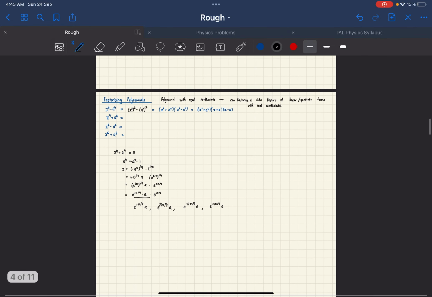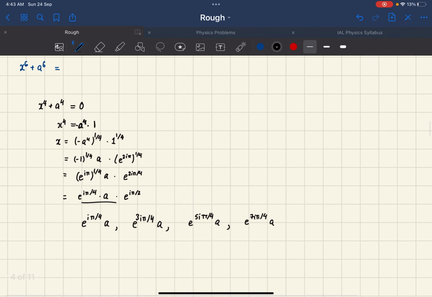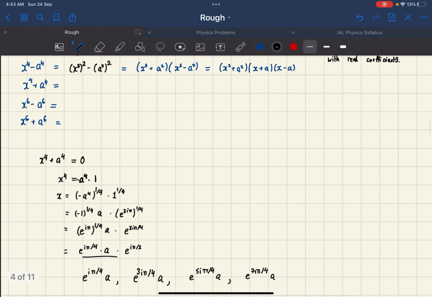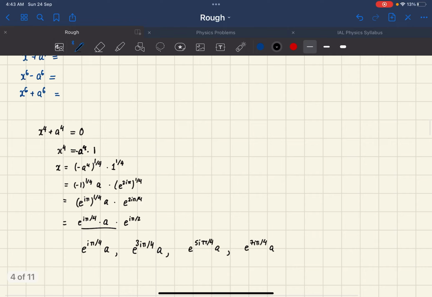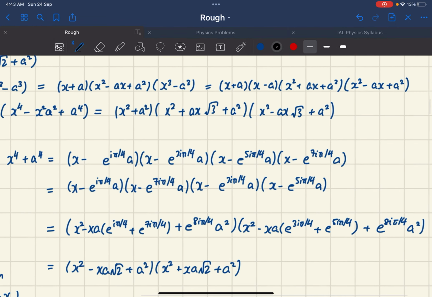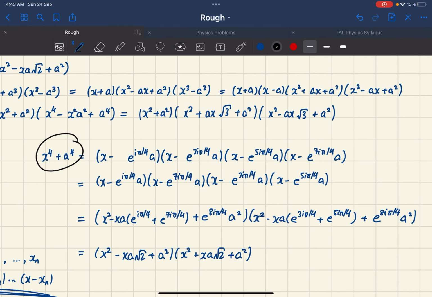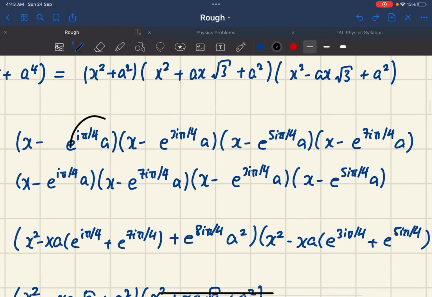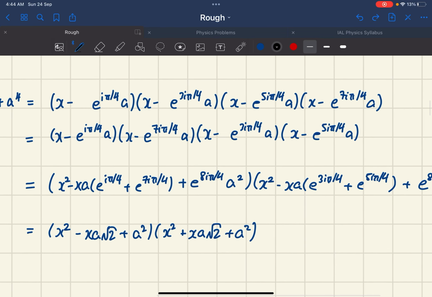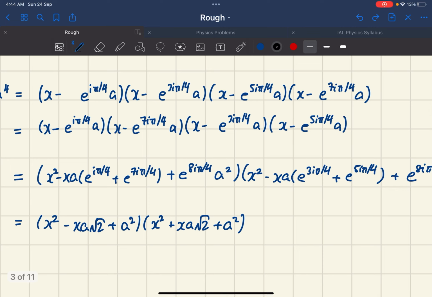Okay, just double checking with my old working, I've done it right. So x to the 4 plus a to the 4, we write it in this form, equals x minus a root, x minus another root, x minus the third root, x minus the fourth root. And then if we expand all the exponentials in the Cartesian forms, we will have it factorized.